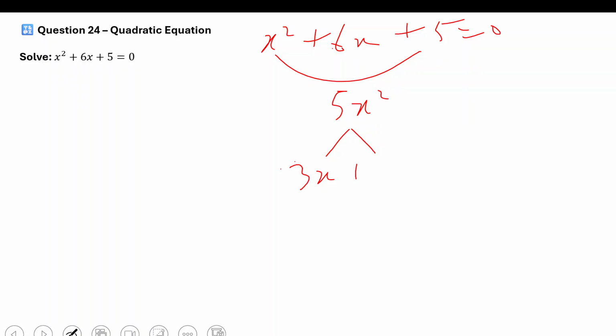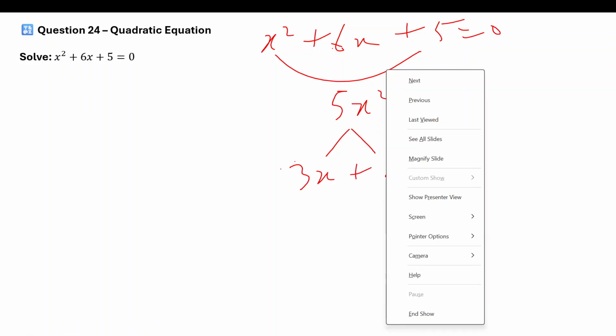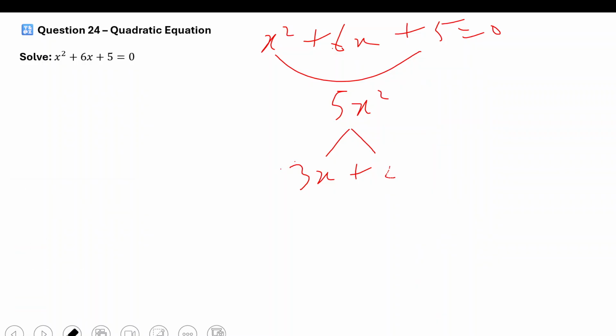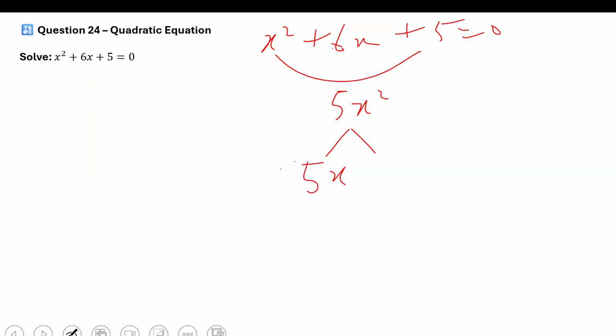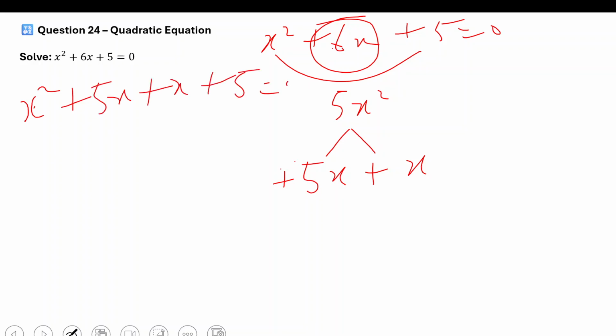Oh, no, this is not it. Sorry. It's 5x plus x. So if you multiply 5x by x, it will give me 5x squared. If you add the two of them, they give me the center term, right? All right, so I will replace it. I will say x squared plus 5x plus x plus 5 is equal to 0, right?